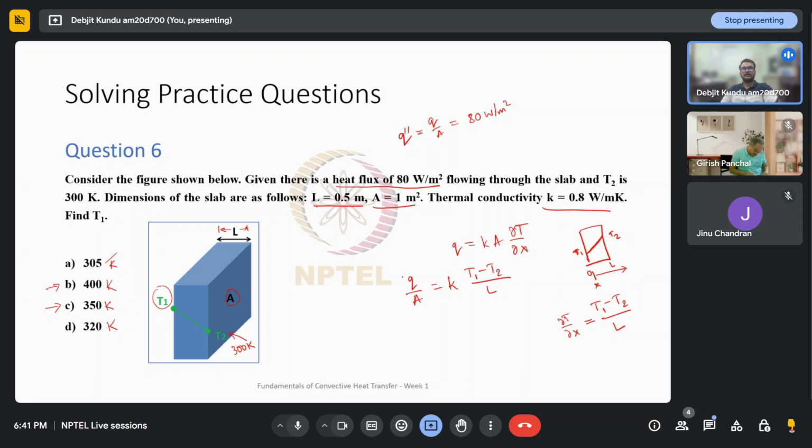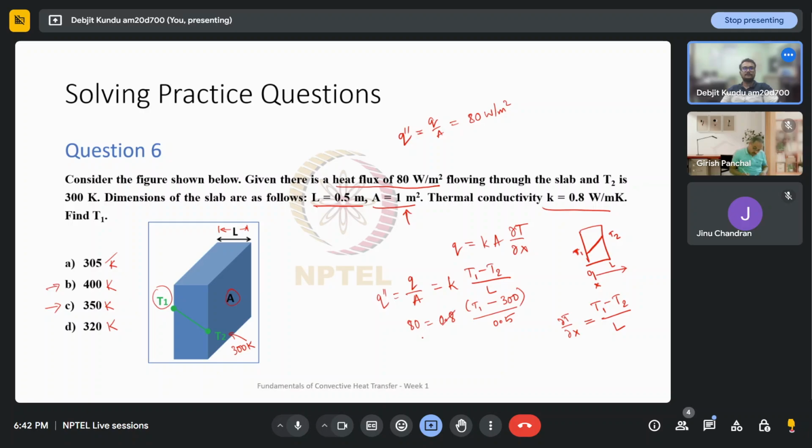Now we simply plug in values. This Q by A is equal to Q double prime, that is the heat flux. And if we had been concerned with heat transfer rate and not flux, then we could have plugged in this value of A anyway. But that's not required here. The heat flux itself is given in watt per meter squared. So we will put 80 equal to K. Now, value of K is also given, which is 0.8. T1 is yet to be found out. T2 is 300 and L is 0.5.